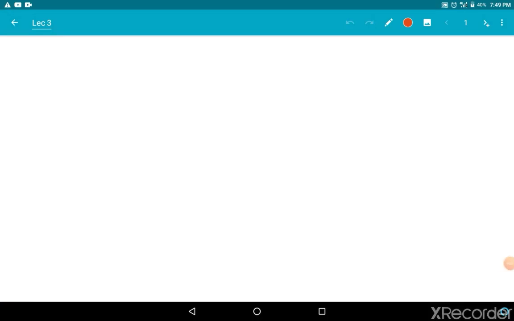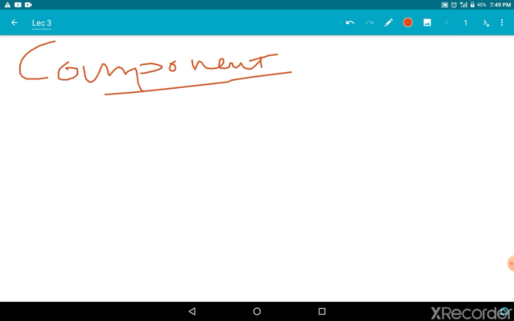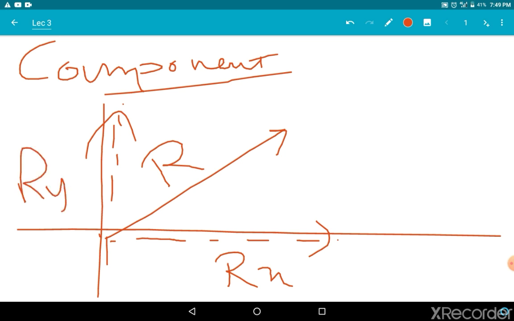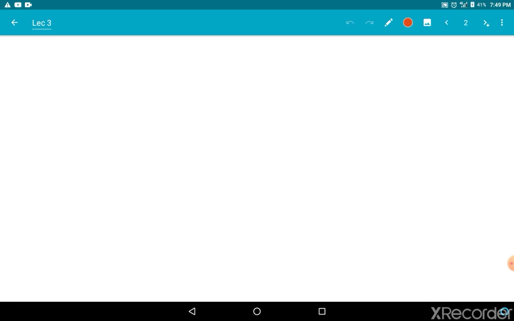So, welcome back. Today I promised you I would do the product, but before that, let me teach you something called the components. Otherwise, it will be really hard to understand that part. Components. If I have this r vector in a two-dimensional axis, I can break it down into some rx and some ry. It means I broke it down into two axes.